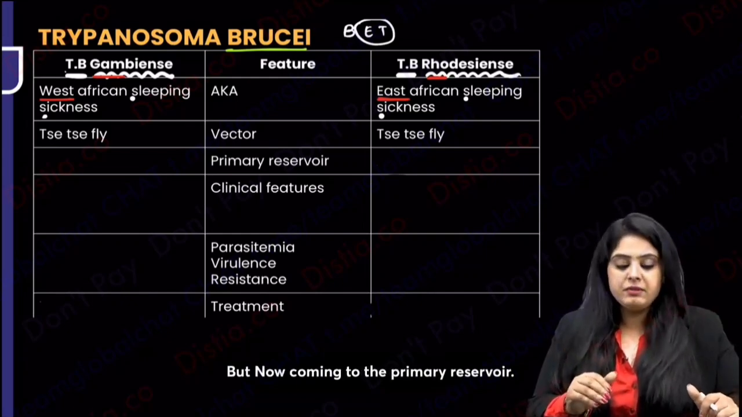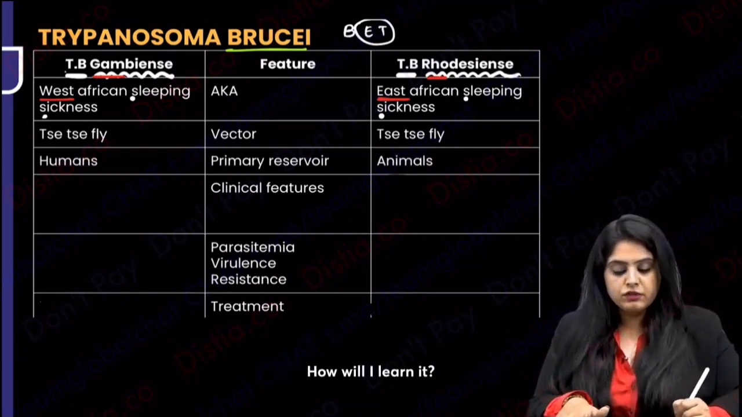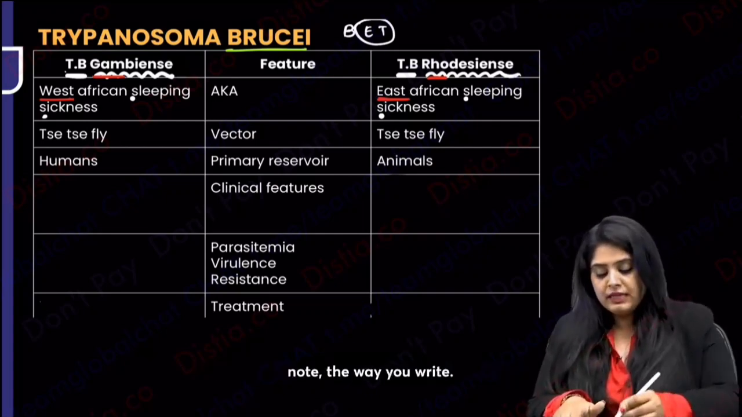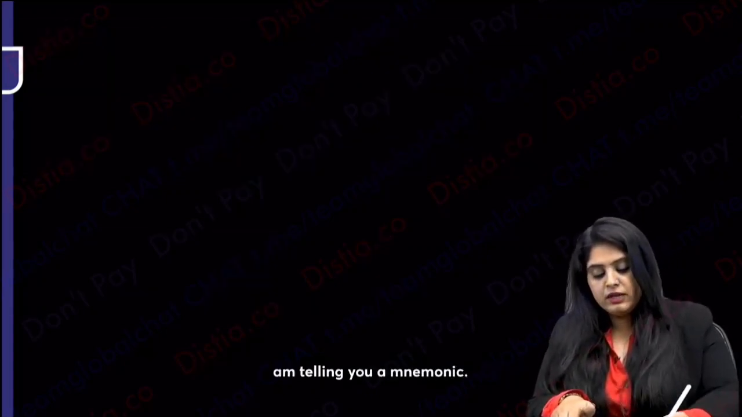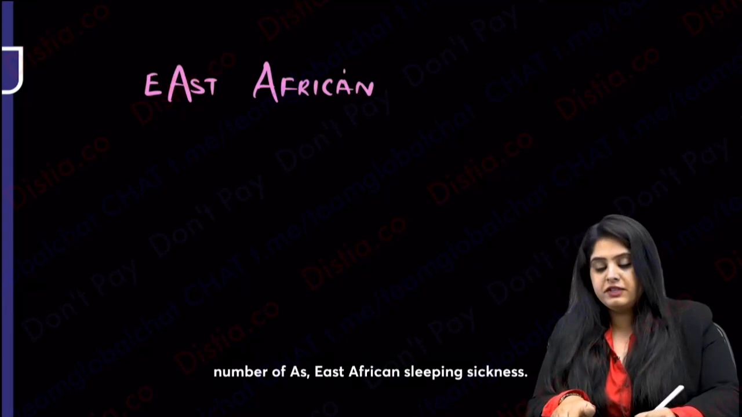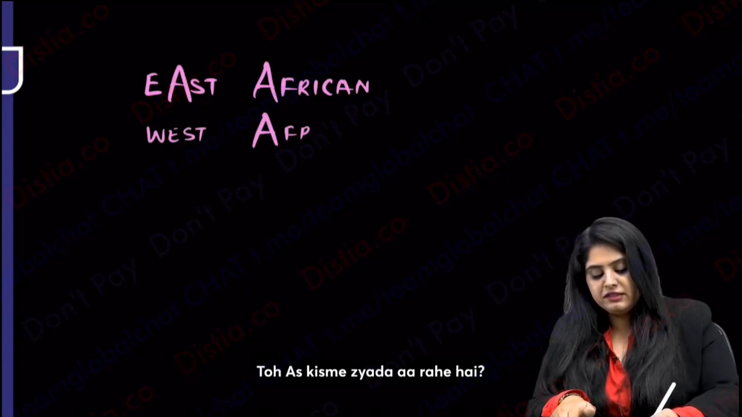Now coming to the primary reservoir. So ek ka humans hai aur ek ka animals hai. How will I learn it? So humans to sabka hi hota hai. Animals kiska hai? So please note, again I'm telling you a mnemonic, the way you write East African sleeping sickness. Okay, count the number of A's. East African sleeping sickness. Whereas when you write West African sleeping sickness, to A's kis mein zyada aa rahe hain? Who is getting more and more of A's?